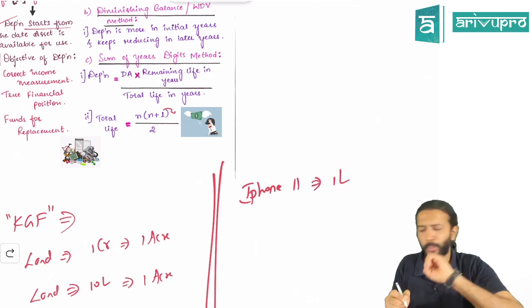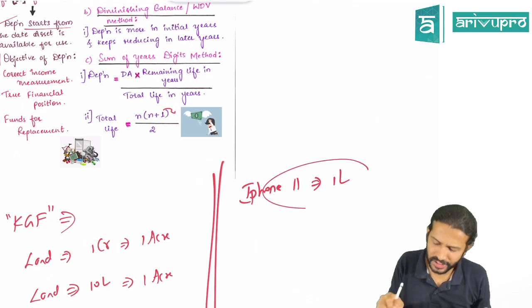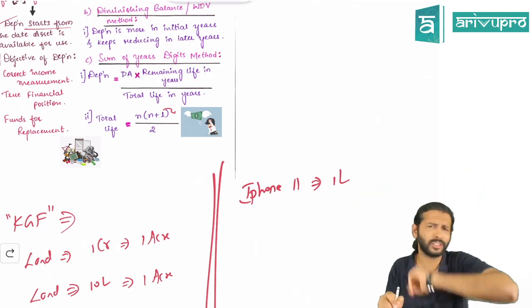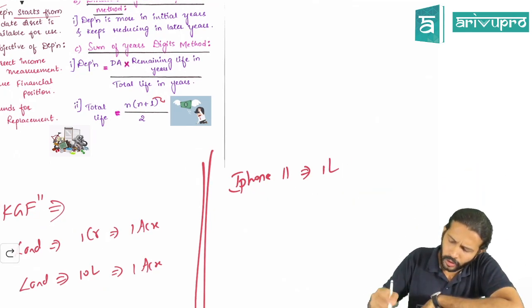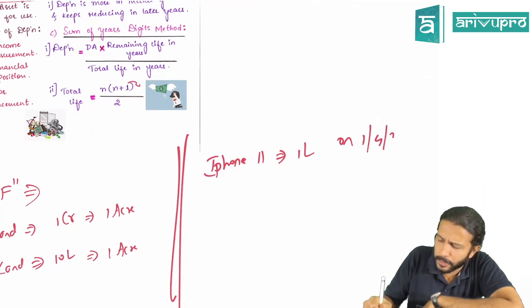by paying 1 lakh rupees. Assumption. Okay. I purchased iPhone 11 by paying 1 lakh rupees. Assumption. Okay. Let's say I purchased it on 1st April 2021.